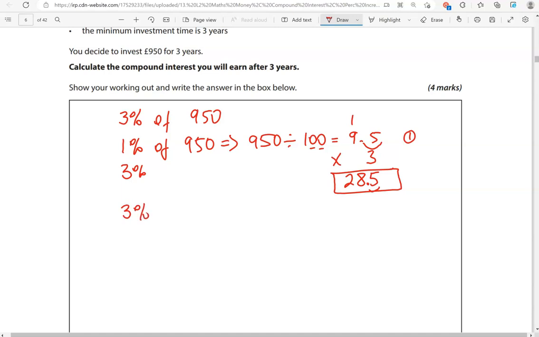So 3% of not 950, but 950 plus 28.5. So we need to add the interest earned in year 1. So that is 978.5. So 3% of 978.5. Again, we use the 1% method because we can't use a calculator.